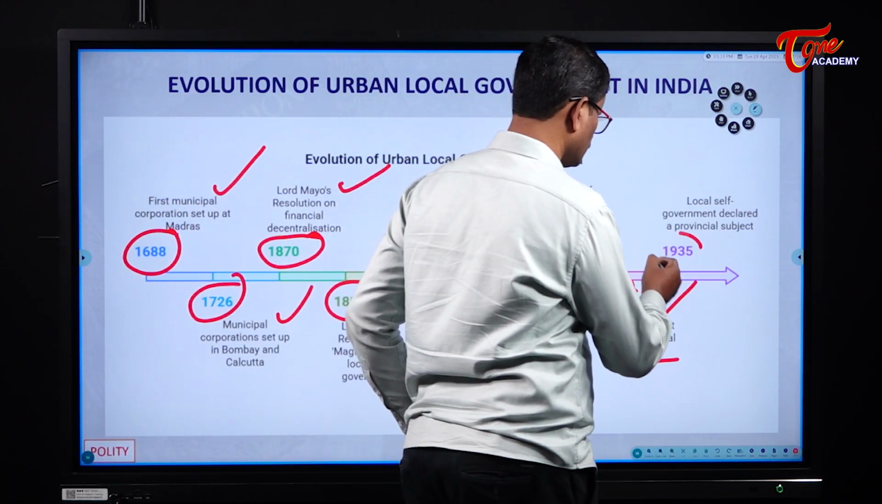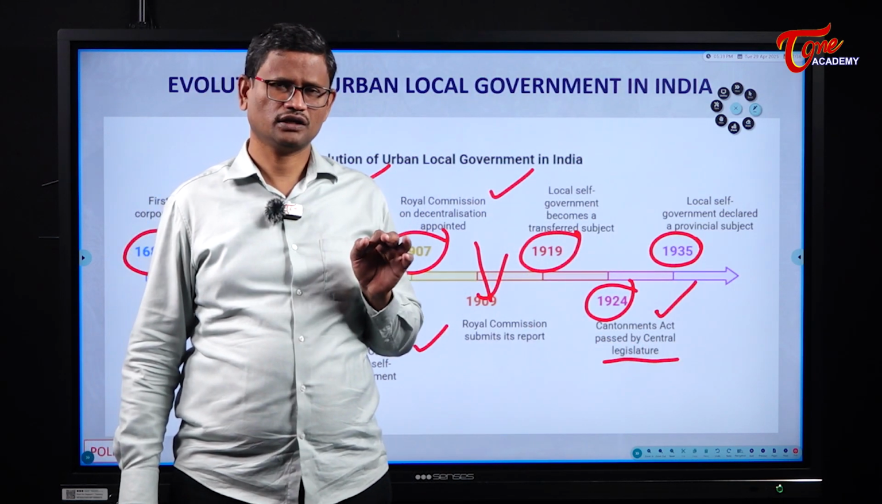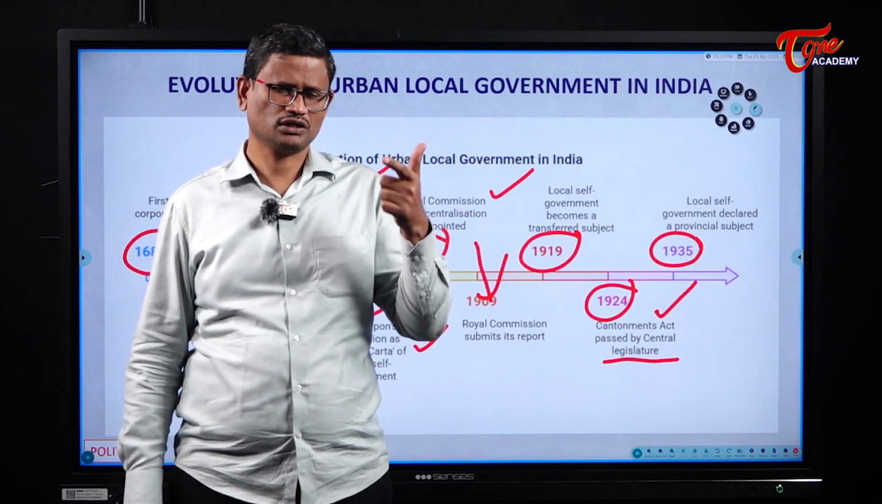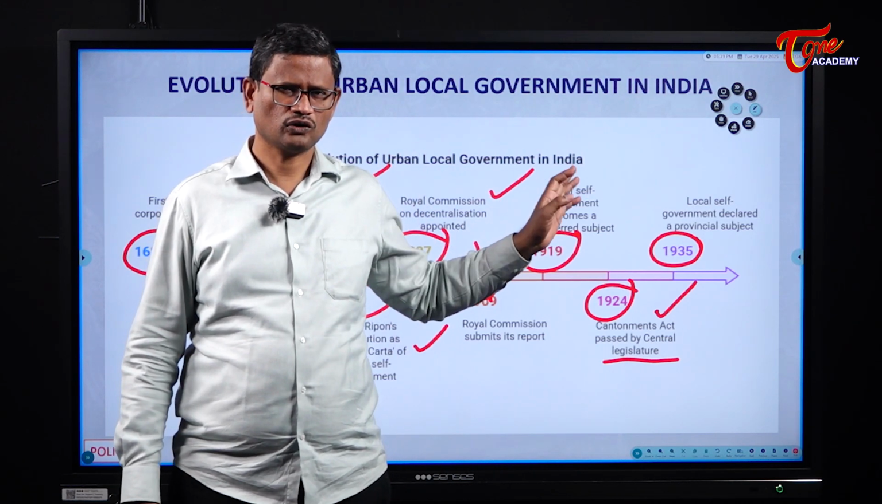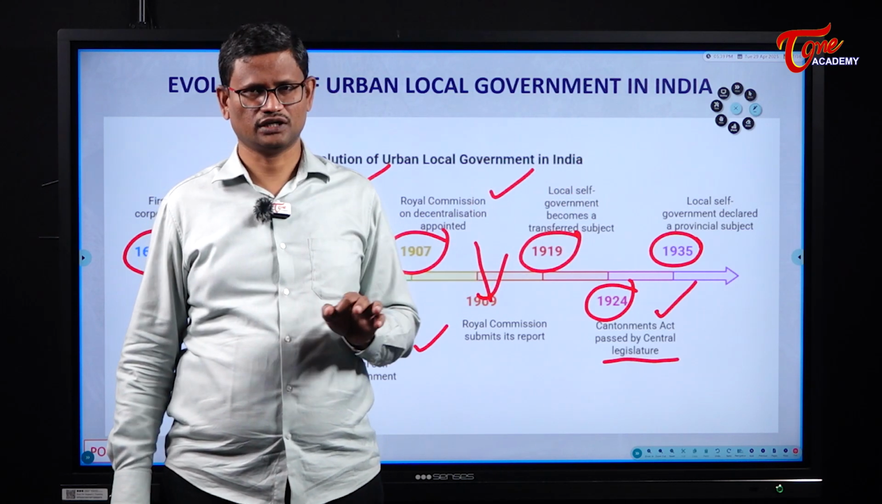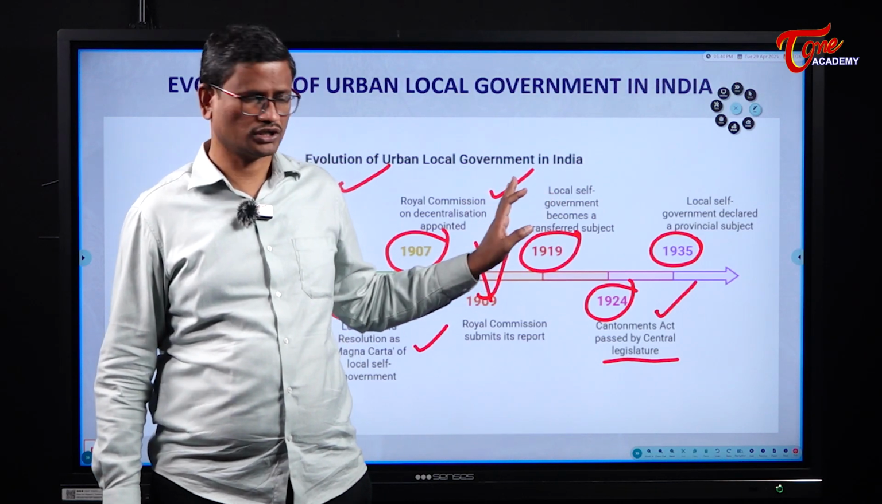Then in 1935 we had Government of India Act 1935. So Government of India Act 1935 provided for the division of subjects into federal list, provincial list and concurrent list. So local government was made a subject of provinces under the Government of India Act 1935. This is the evolution of urban local governments under the British rule.